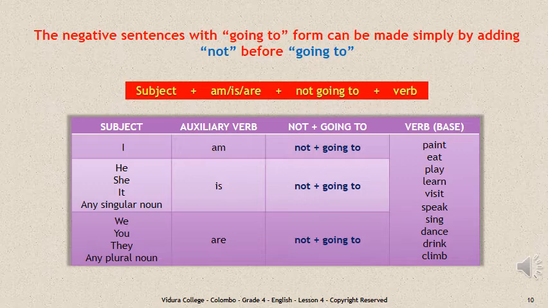As I mentioned earlier, first we are going to write the subject. Then we are writing the auxiliary verb. Auxiliary verb can be am, is or are according to the subject. And for the third column, we are adding not before going to. Then it's going to be not going to. Finally, we add the verb.